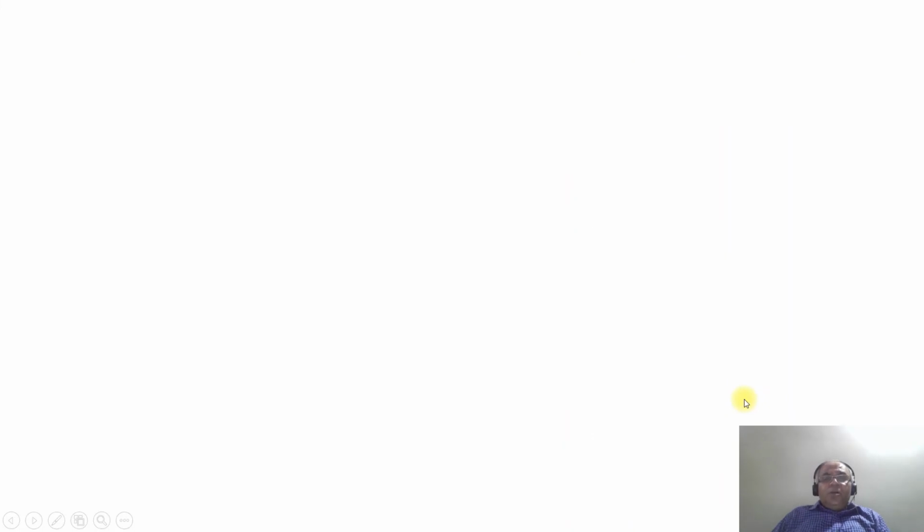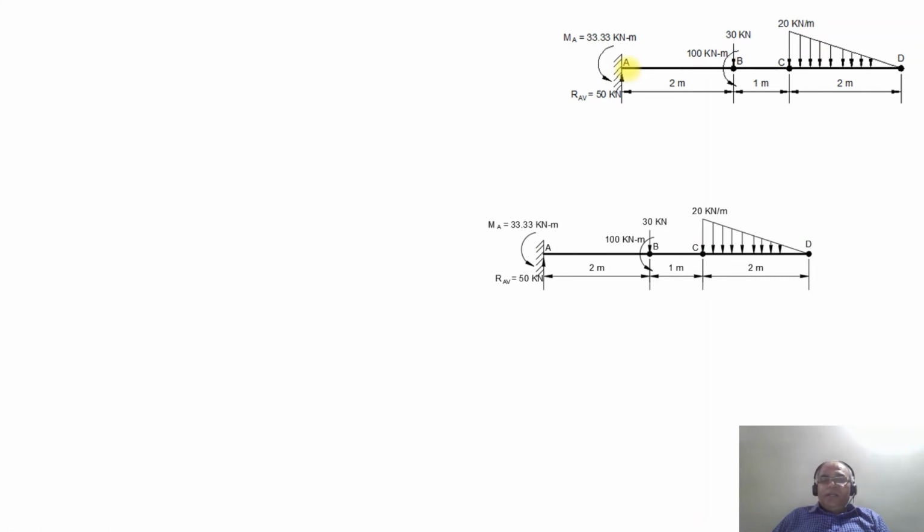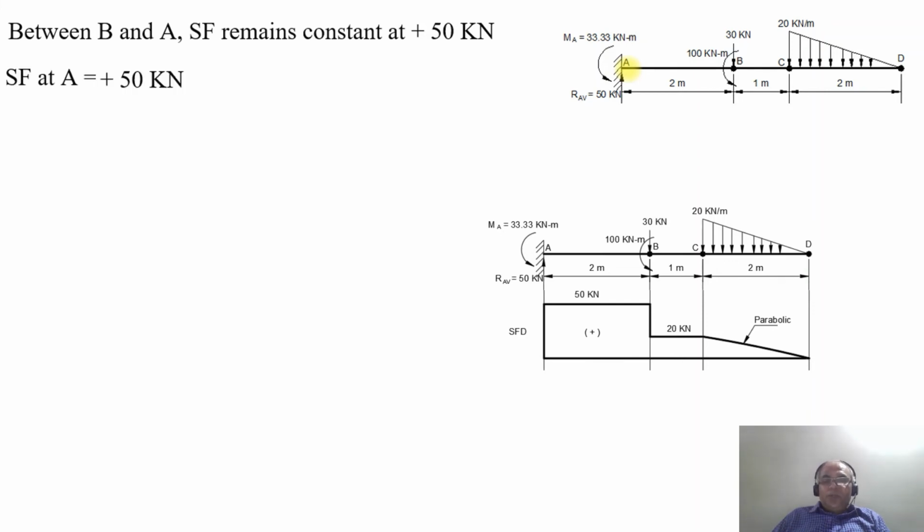couple. Now we will consider between B and A. As there is no other load acting between B and A, SF remains constant, which will be at 50 kilonewton. What is the shear force at the point A? The shear force at the point A will be plus 50 kilonewton only. So at this point also, SF at A, you will have plus 50 kilonewton.